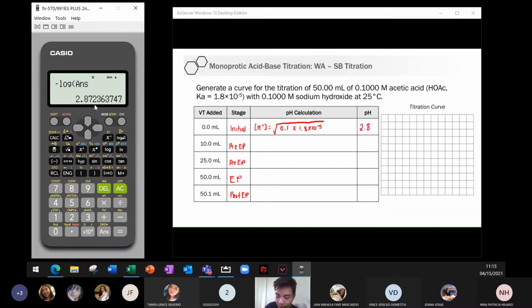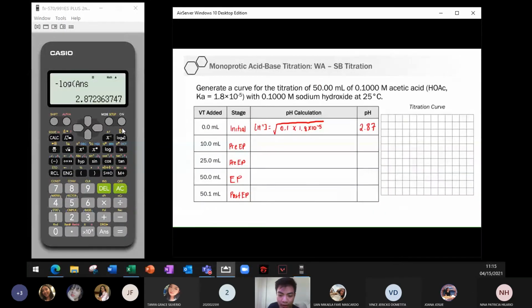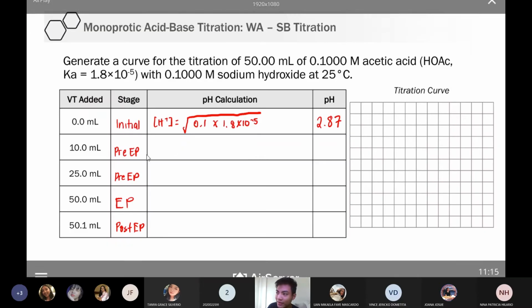So pH is 2.87. Again, bakit naging ganun, sir? Ganito. Negative log mo ito. Negative log mo to, ha? Kaya yan yung ginawa natin. Yun. Okay? Next one. Tapos na tayo.